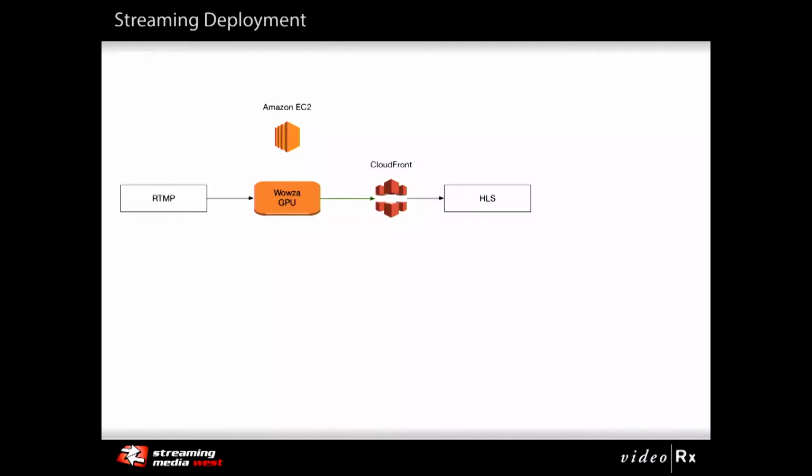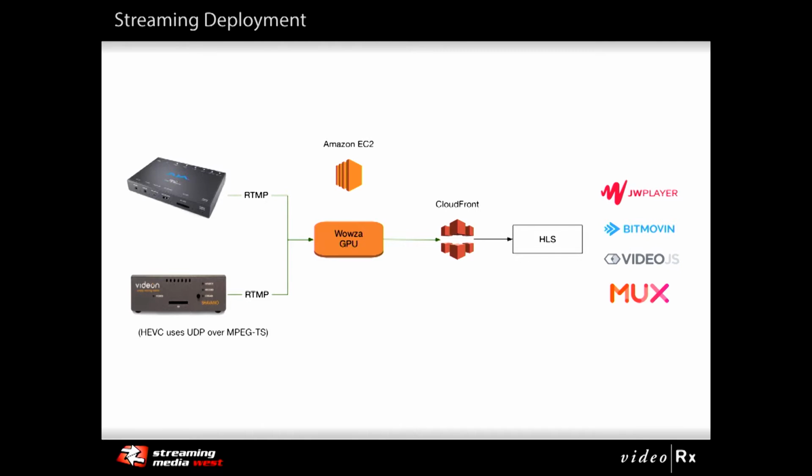For the most part, my installations are as simple as this. There's an RTMP ingest going into a Wowza GPU that's doing all the transcoding. We slap CloudFront in front of it and serve HLS out. Really straightforward. On a low level, that's going to look something like this.